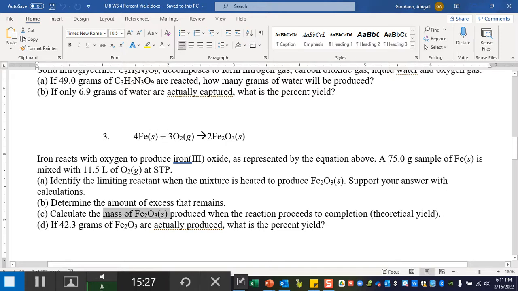So what I want you guys to do is pause the video and do letters A and B, because that is review material. Then unpause and we'll check your answers. I'm going to show you the answers piece by piece. Let's just look at letter A.